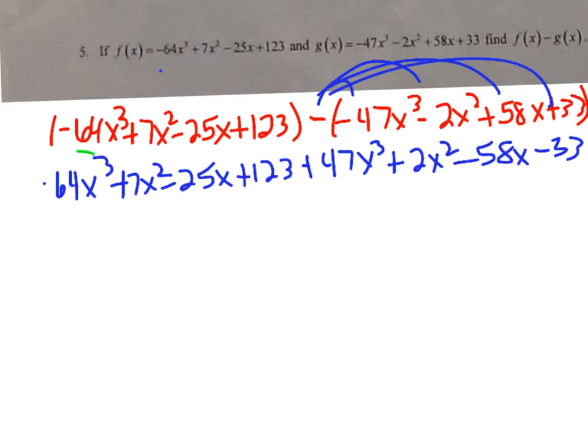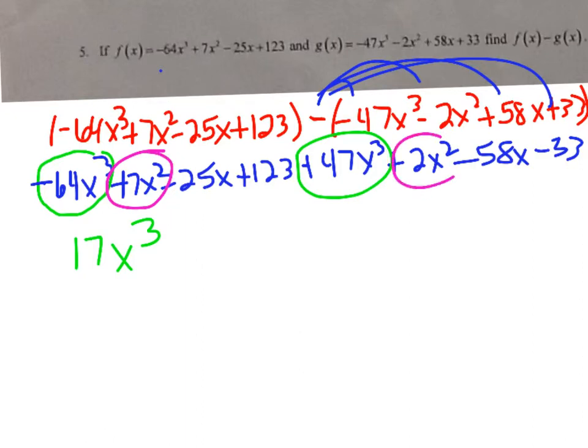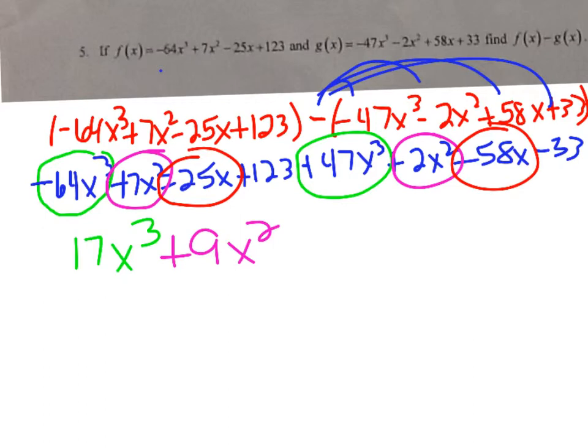So I have negative 64x to the third. There's a negative in there. And I'm going to combine that with positive 47x to the third. That's positive 17x to the third. And then I have 7x squared plus 2x squared. That's positive 9x squared. And then we're going to do negative 25x, and negative 58x is negative 83x.